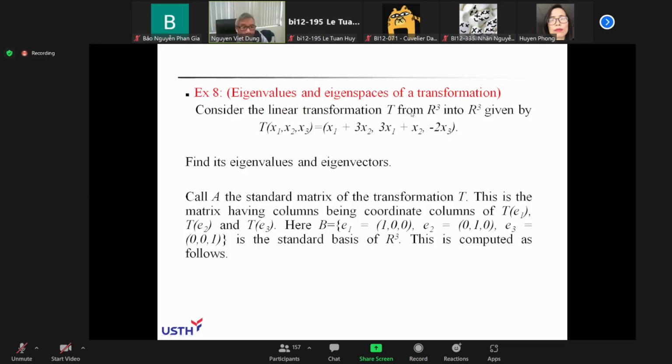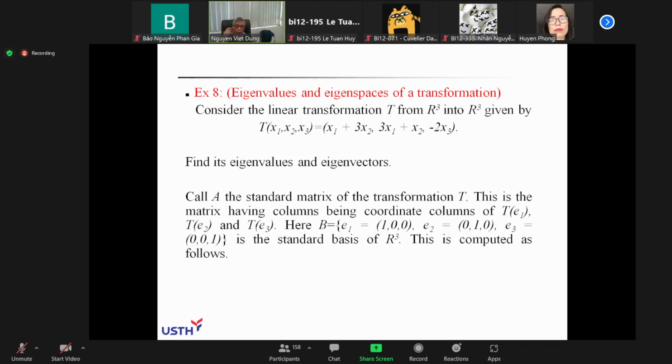And the example is here. Now we consider the linear transformation T from R^3 into R^3 by the following formula. And you are required to find its eigenvalues and eigenvectors. How can we do it?